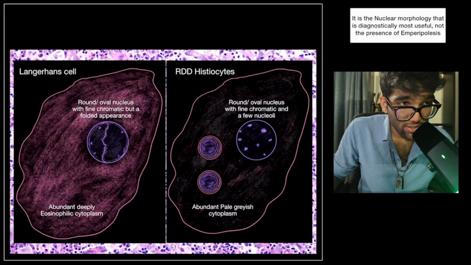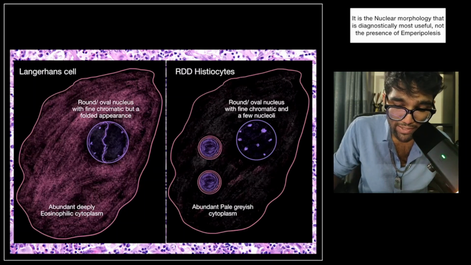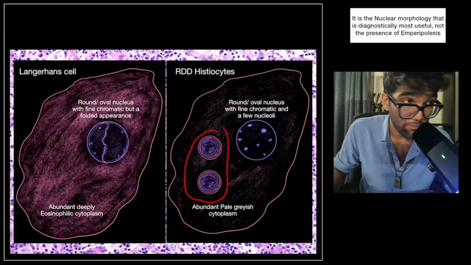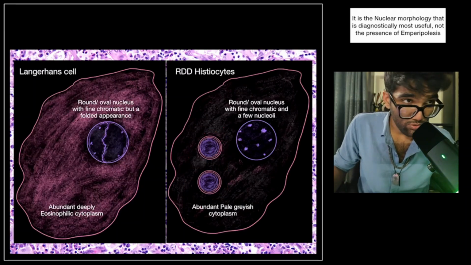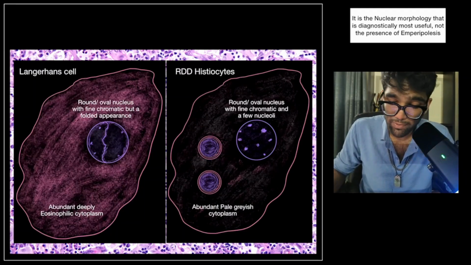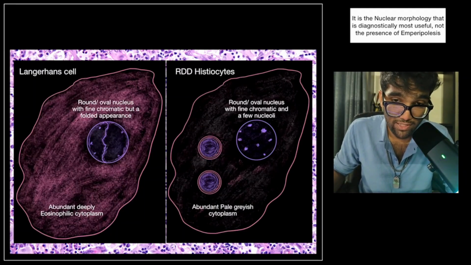Okay, and it is not what I'm going to describe subsequently. That is the presence of these two cells within the cytoplasm, which is called emperipolesis. That is diagnostic of RDD histiocytes. Although, if you read a textbook on this, you may consider that to be the pathognomonic finding, but that is not the pathognomonic finding. It is the nuclear morphology and the cytoplasmic morphology that are far more important. Emperipolesis can be a normal finding.